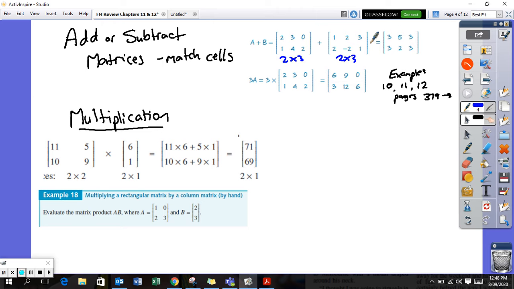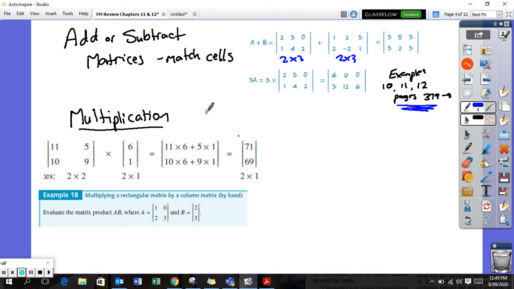Okay, so that's straightforward. We can also do what's called scalar multiplication. So we're just multiplying this whole matrix by 3. It means every cell gets multiplied by 3. So 2 times 3 is 6, 3 times 3 is 9. Every one of these numbers is 3 times the corresponding number in this matrix. They're reasonably straightforward. There are some more examples, 10, 11 and 12 on pages 379, 80, 81, if you want to see some more of that.